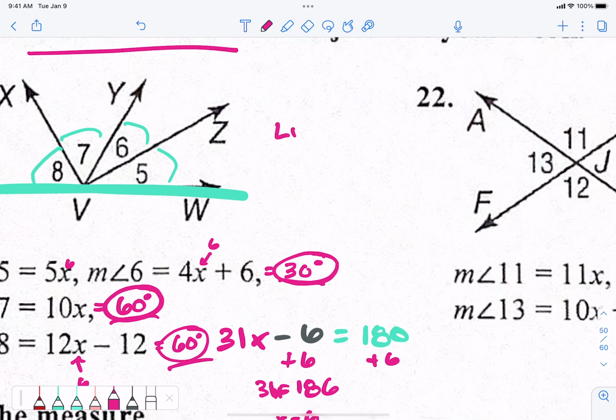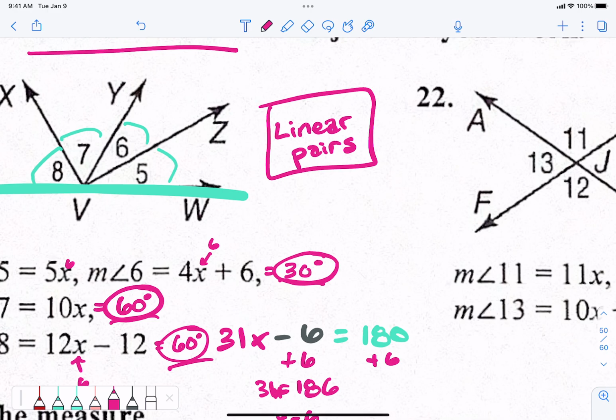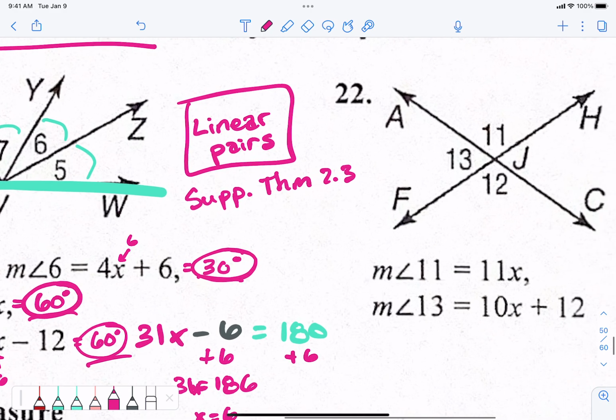I would say linear pair, except it's linear pairs. I think a pair is always 2, but there's a couple, like 4 of them. Or the supplement theorem, they're all supplementary to each other. Either one of those will work. I will take that. Okay?